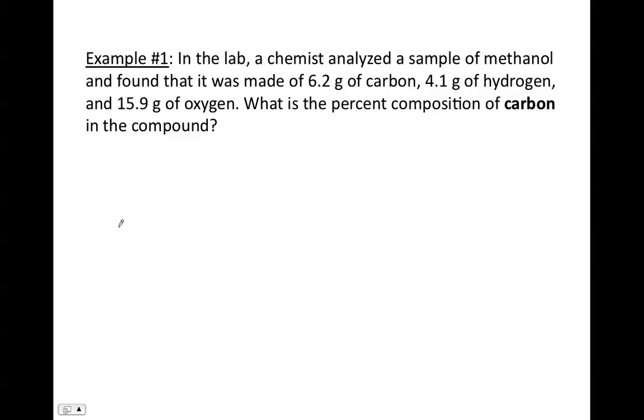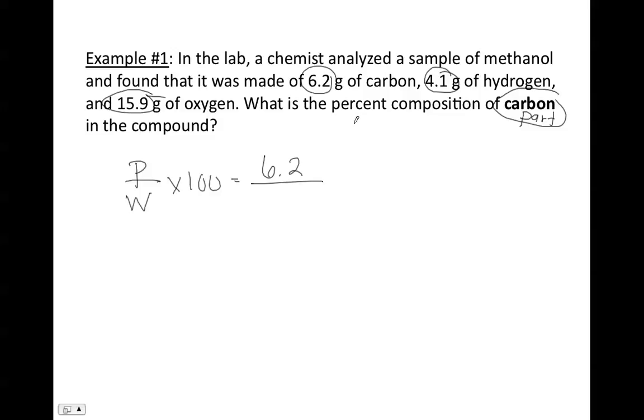So here we are analyzing a sample, and we found that it's made of 6.2 grams of carbon, 4.1 grams of hydrogen, and 15.9 grams of oxygen. Our part is going to be whichever element is identified. So carbon in this case will be the part. So we're going to have part divided by whole times 100, which is going to be 6.2 divided by the entire mass. So we have 6.2, 4.1, and 15.9.